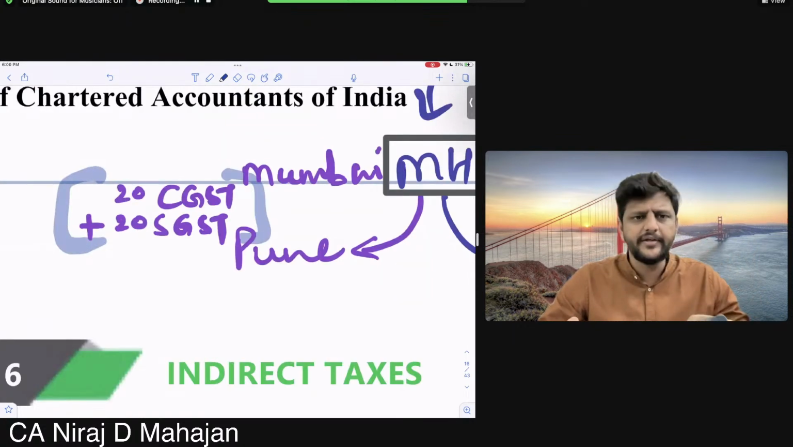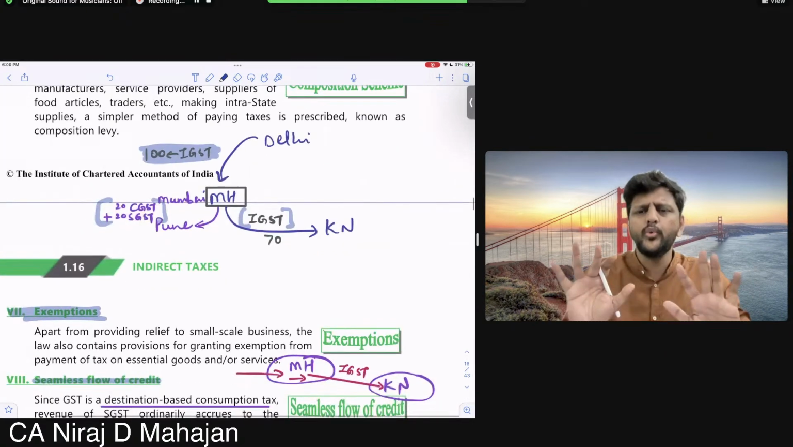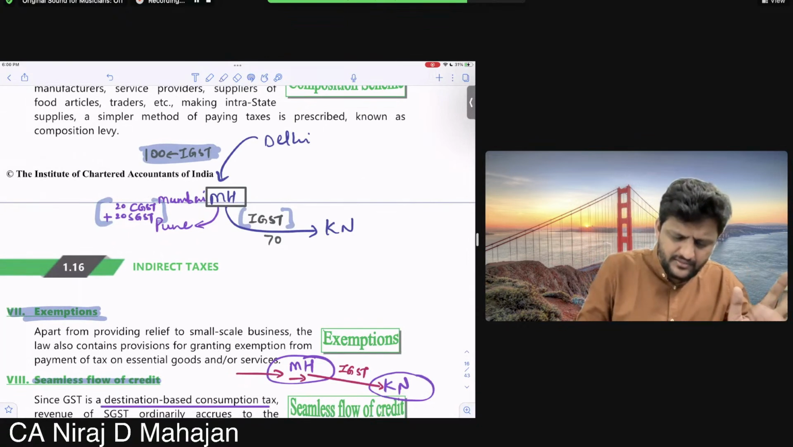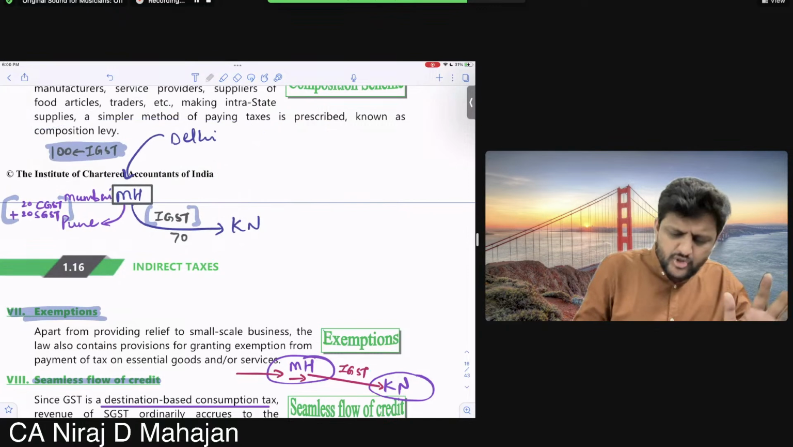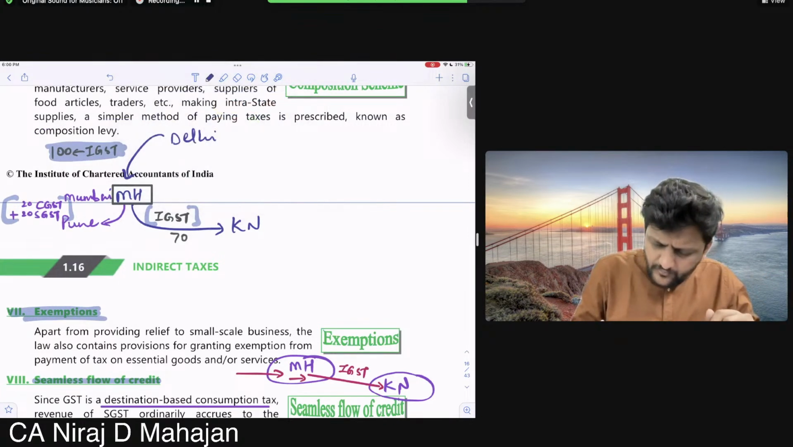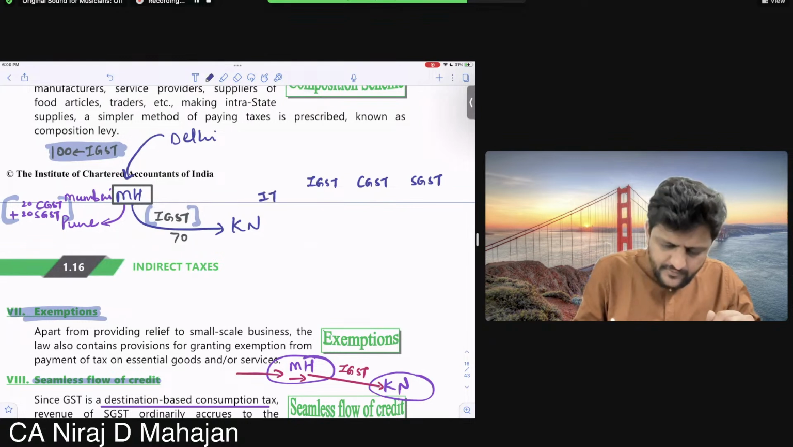Output CGST 20. Output SGST 20. Agree till here? Yes. How do we solve? You don't solve right now. You just pay attention. There are solved examples already given, but you just pay attention. We simply make columns: IGST, CGST, SGST. Then I write here ITC.